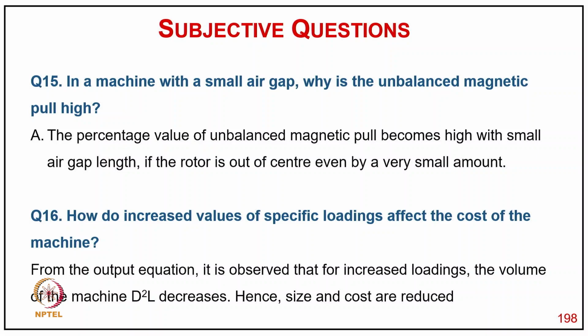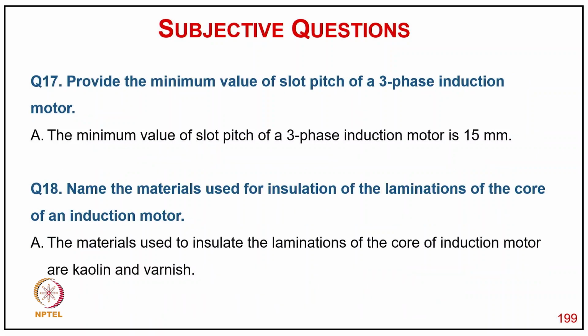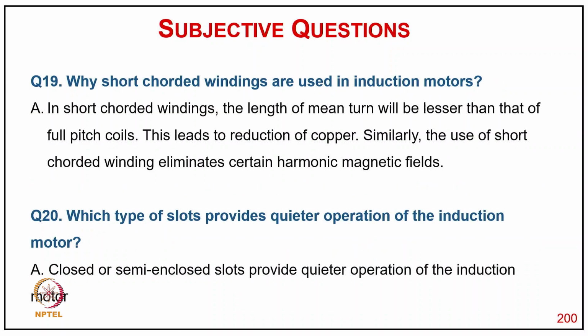How does an increased value of specific loading affect the cost of the machine? From the output equation, it is observed that with increased loading the volume of material decreases, so the size and cost are reduced. What is the minimum value of the slot pitch? The minimum value of slot pitch is 15 mm because of mechanical constraints. Name the material used for insulating the core: kaolin and varnish.